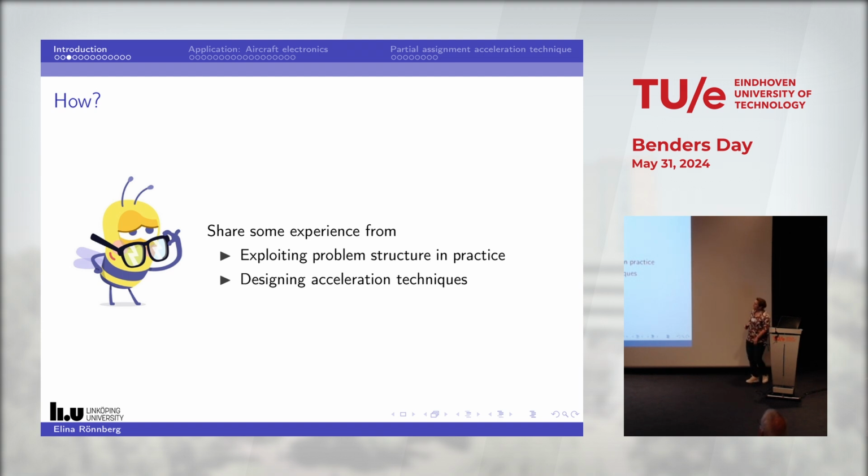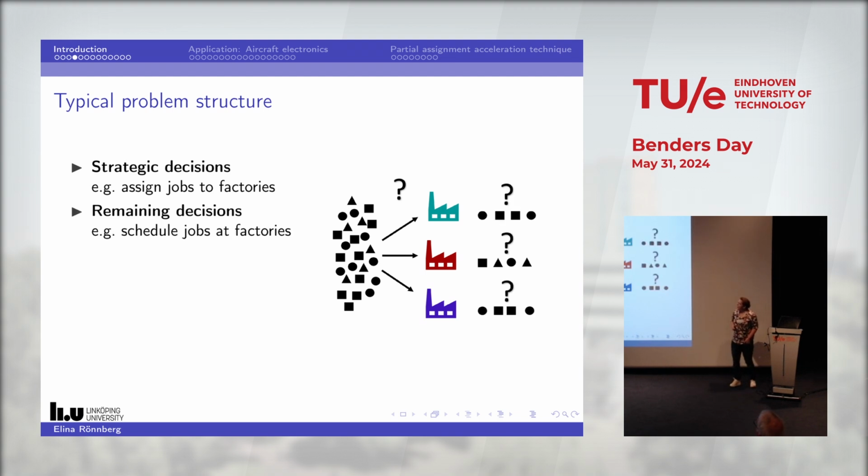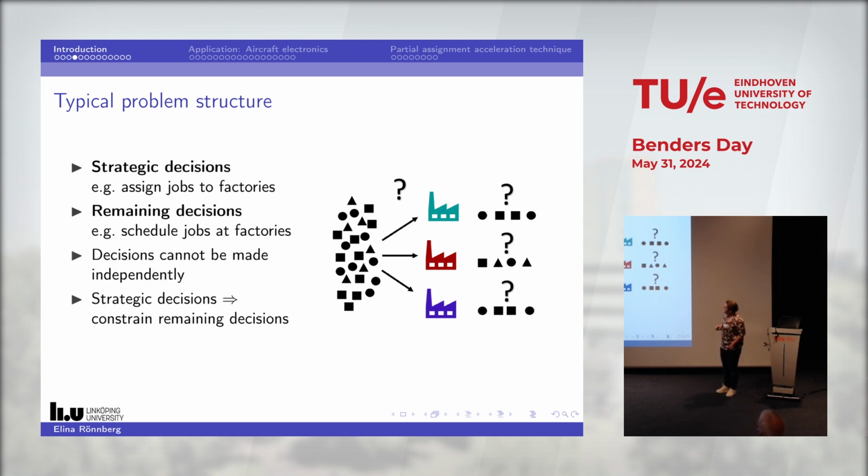So, as I said when I introduced this, I will try to give some experience from exploiting problem structure in practice and the design of acceleration techniques. So a typical problem structure would be that we have some strategic decisions to assign jobs to factories or machines maybe. And then we have some remaining decisions. We want to schedule these jobs at the factories. And you cannot make these decisions independent of each other because they are connected. If you want to minimize the makespan, for example, the makespan you can get at each factory depends on the assignment of jobs that you did.